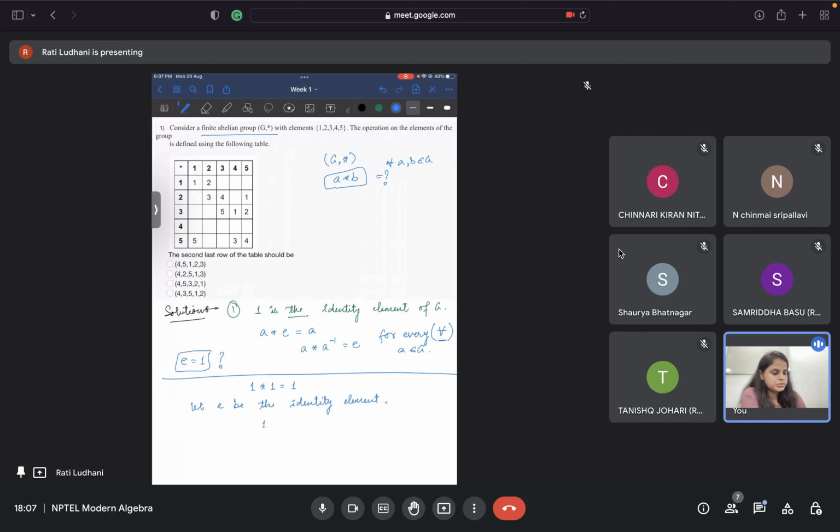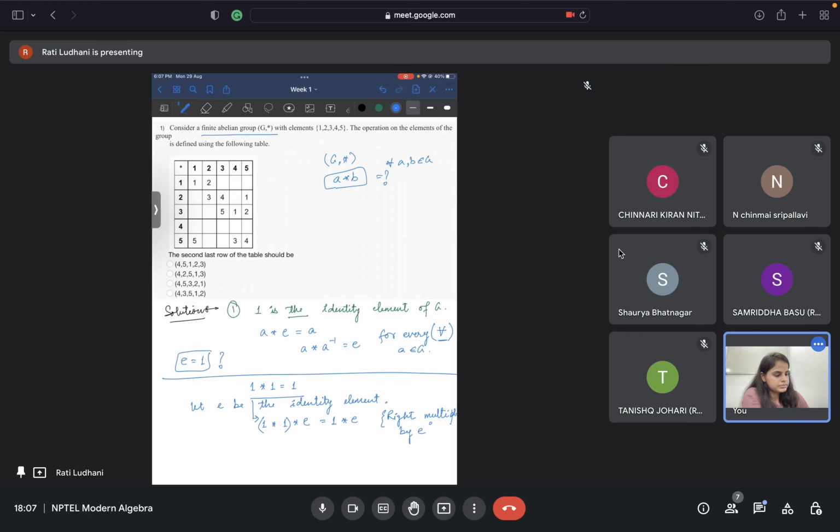Then what you can do, you can write multiply by E, both sides. This is true. So because of this, what you can do, 1 star you have, right multiply by E, both sides. So right multiply means we are operating E on this element. So right multiply by E.